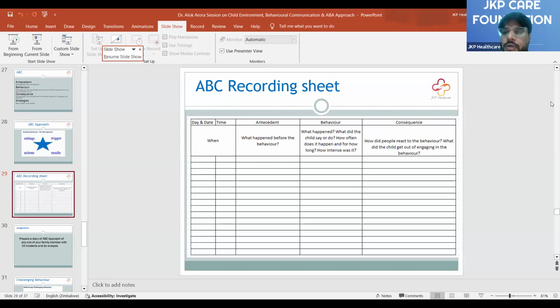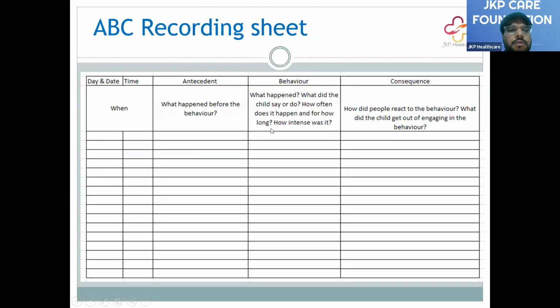I will send it to you. I'll send it in the group, so you can take a printout from there. I'll make it big also. Wait. Sorry, I have put it on a slideshow. Now it is big. Okay.